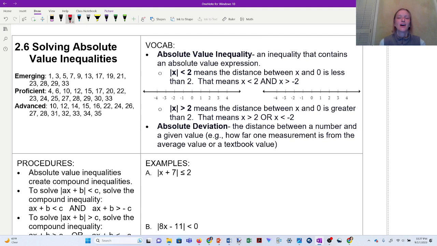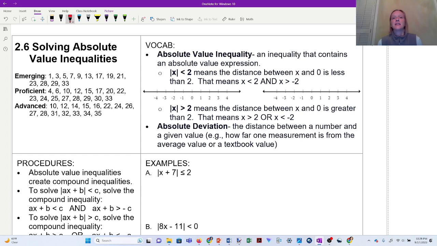Hi folks. Our last section of chapter 2, which deals with inequalities, is learning how to solve absolute value inequalities. And this is actually going to be really similar to what we learned in the last topic with compound inequalities. So with absolute value inequalities, that's going to be any inequality that contains an absolute value expression.